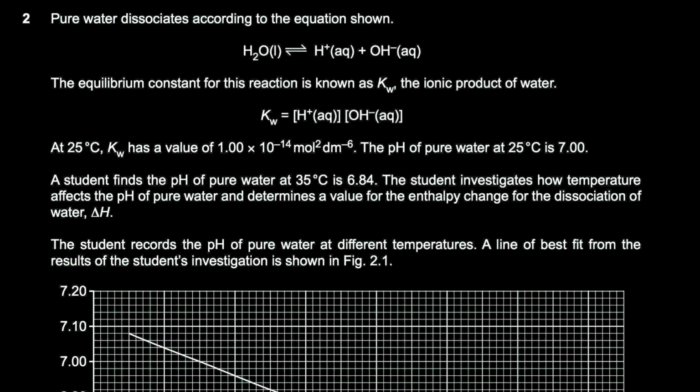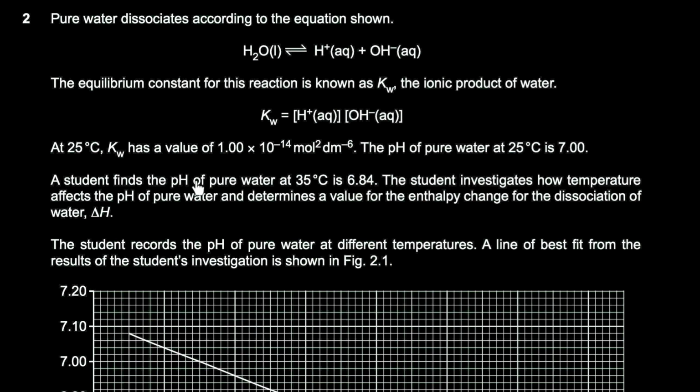So here we have question number 2, which says pure water dissociates according to the following equation. The equilibrium constant for this reaction is known as Kw, the ionic product of water. At 25 degrees Celsius, Kw has a value of 1 × 10^-14 mol² dm^-6. The pH of pure water at 25 degrees Celsius is 7.